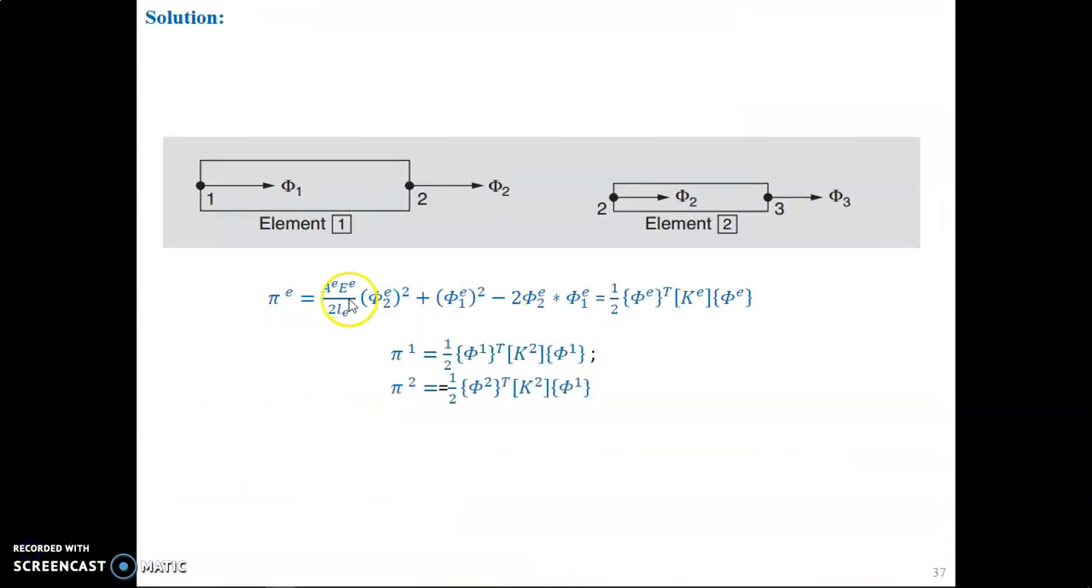Now we can rearrange these expressions in the form of certain matrices, and that can be represented as 1 by 2 times the transpose of the displacement vector, into the stiffness matrix, and again multiplied with the displacement vector. So this will represent the potential energy of any element. The potential energy for the first element has been written over here, and this is the potential energy for the second element.